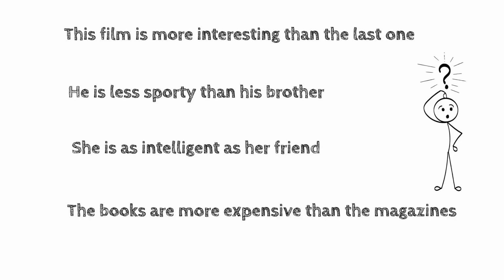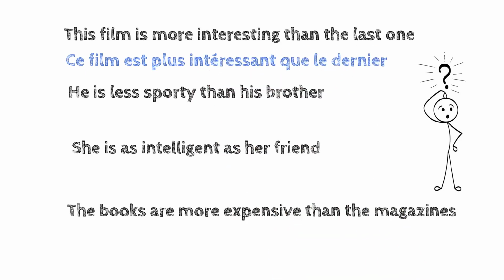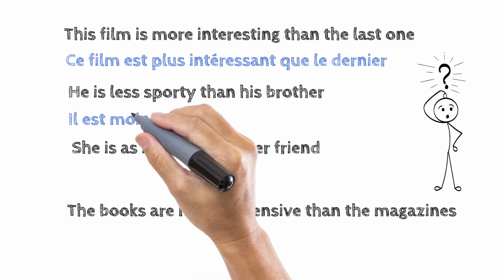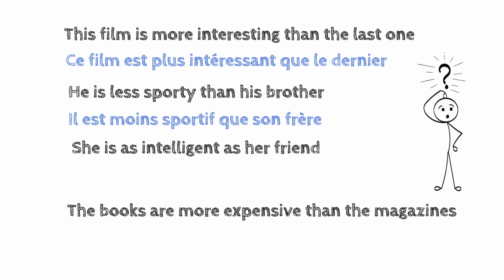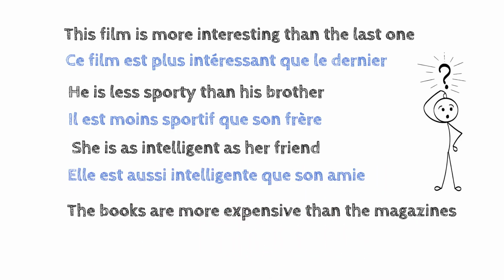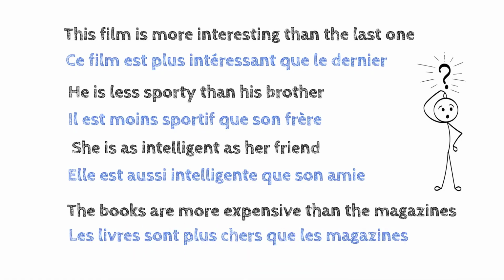Our answers would be: Ce film est plus intéressant que le dernier. Il est moins sportif que son frère. Elle est aussi intelligente que son amie. And les livres sont plus chers que les magazines. Just noting on intelligente and chers, we've got an agreement for feminine and for plural respectively.